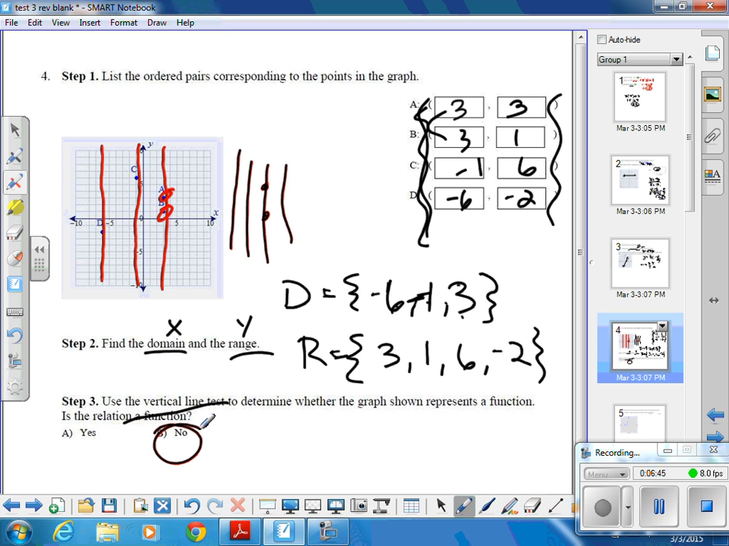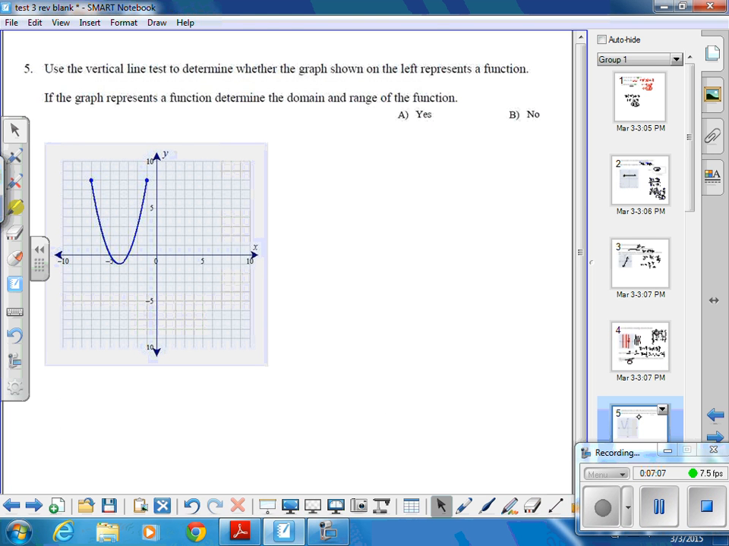Another way to tell is, notice those 3's are the same in the x. We cannot have that. You can have 2 of the same number in the y, but not in the x. If you have 2 of the same number that go to different y values, that is not a function. That's another way to tell without graphing it. Let's go to the next one.